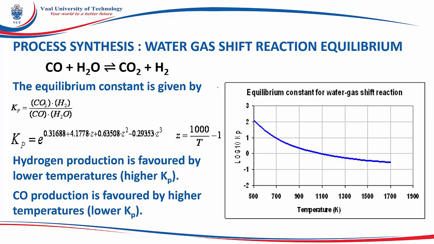If we plot that equilibrium function, the Kp, as a function of temperature, we can see that it is decreasing with temperature. If you look at it, it essentially means that hydrogen production is favored at lower temperatures, because at lower temperatures the Kp is increasing. So at lower temperatures, if the Kc is increasing, it means that the products are increasing. And CO production is favored by higher temperatures, because at higher temperatures the value of Kp is much lower compared to at lower temperatures. So the denominator becomes bigger. That's what it essentially means.